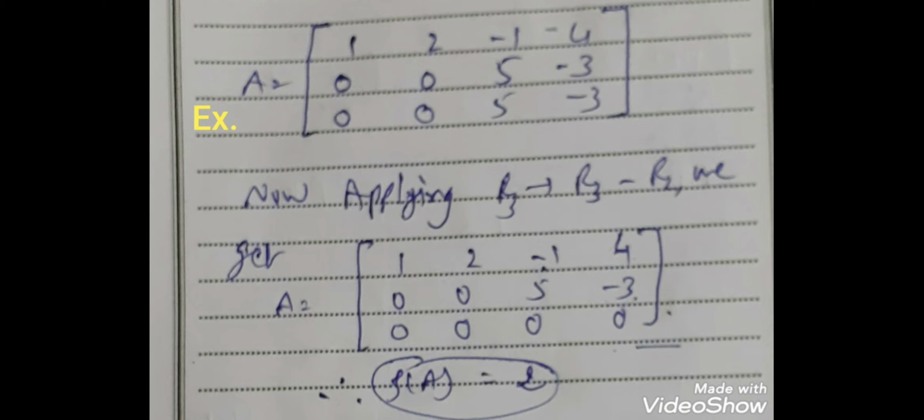So if we take C3 plus C1, then there will be a change in C3. So we get the elements of C3 as 0, 5, 0, and if we take C4 minus 2 C2, then we get one more 0 in the fourth column. So we get the elements of the fourth column as 0, minus 3, 0, meaning the first row contains 1, 2, 0, 0, second row 0, 0, 5, minus 3, and the third row has all entries 0, so we remove it.